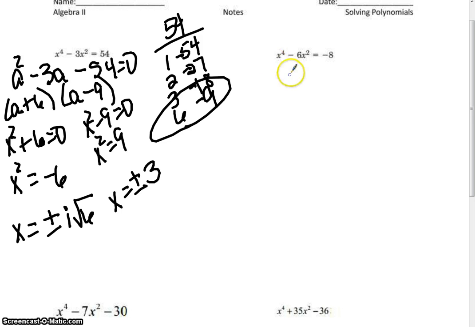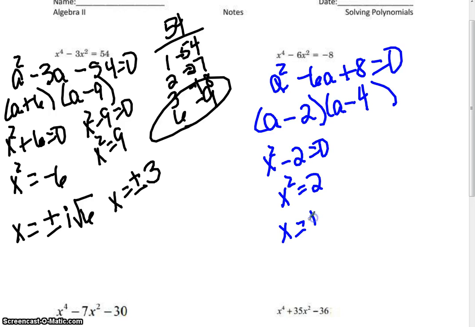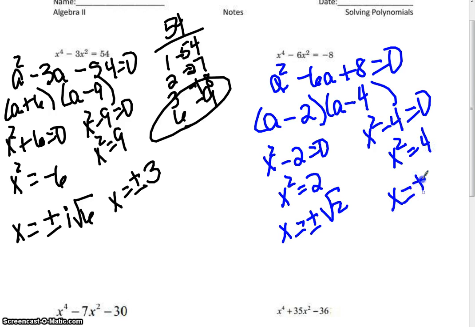Moving to the next one, it's going to become a squared minus 6a plus 8 equals 0, which is going to be a minus and a minus because they're the same sign and they're both negative. Factors of 8 that give you 6 are going to be 2 and 4. So x squared minus 2 is equal to 0, x squared is equal to 2, and x is equal to plus or minus the square root of 2. x squared minus 4 equals 0, x squared is equal to 4, and x is equal to plus or minus 2.